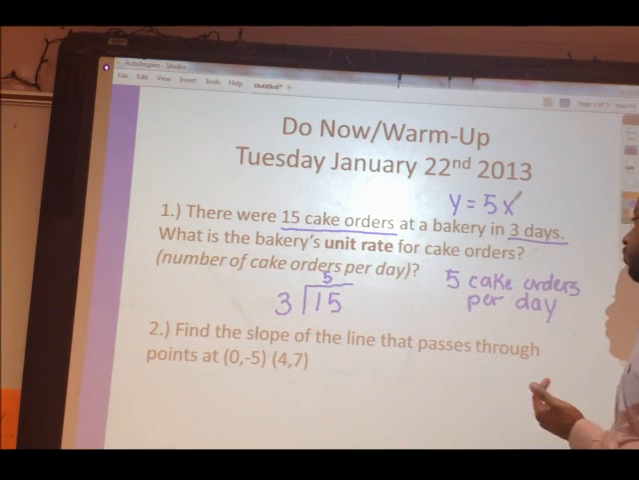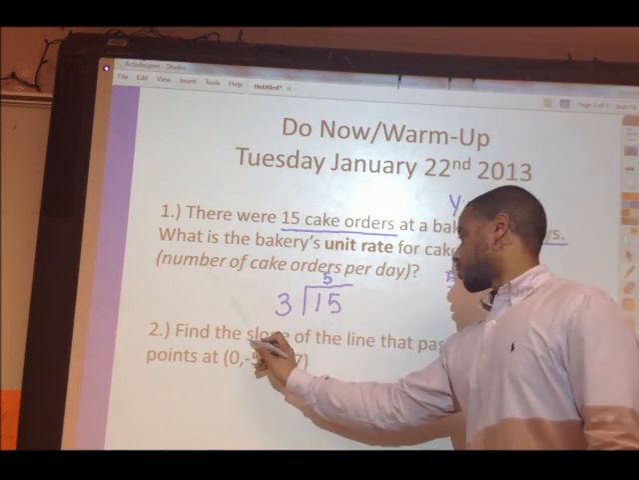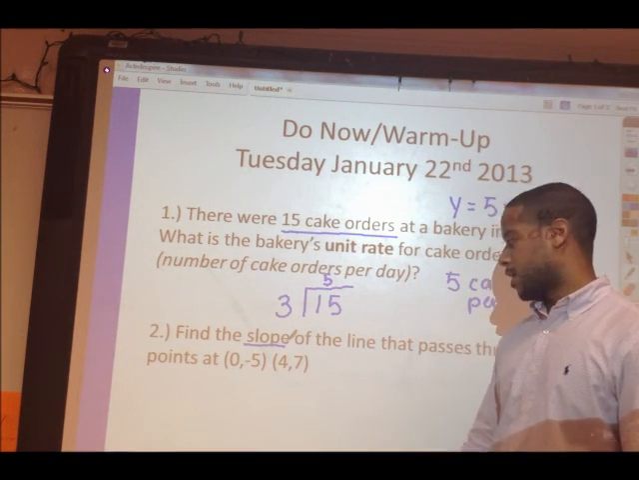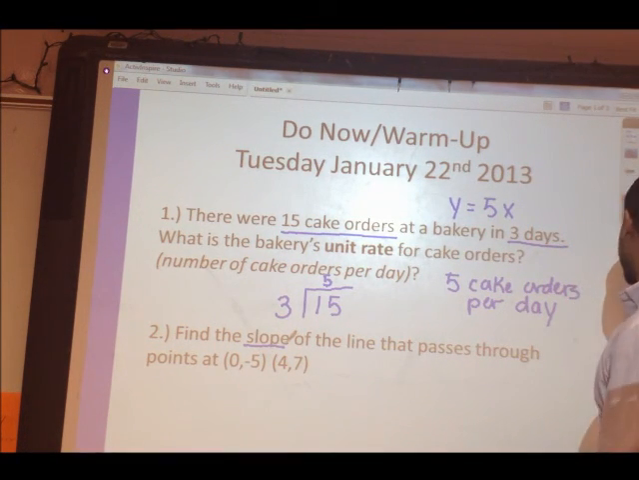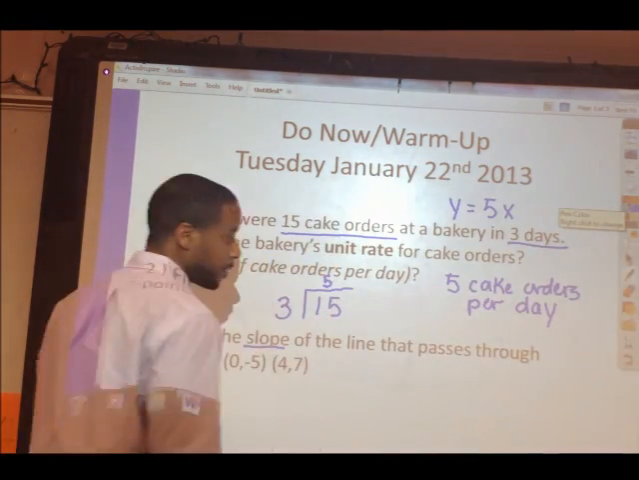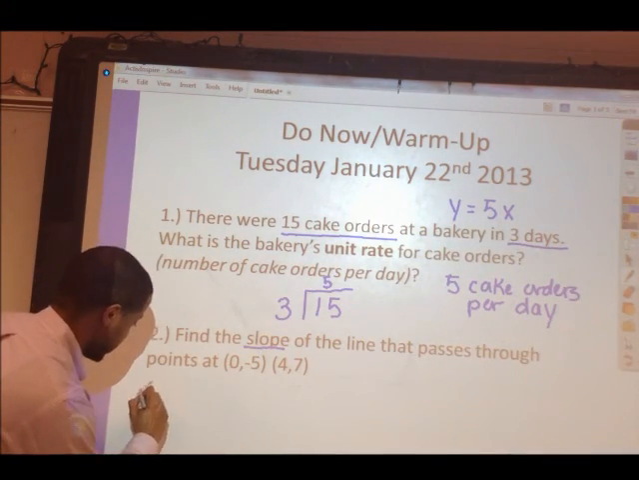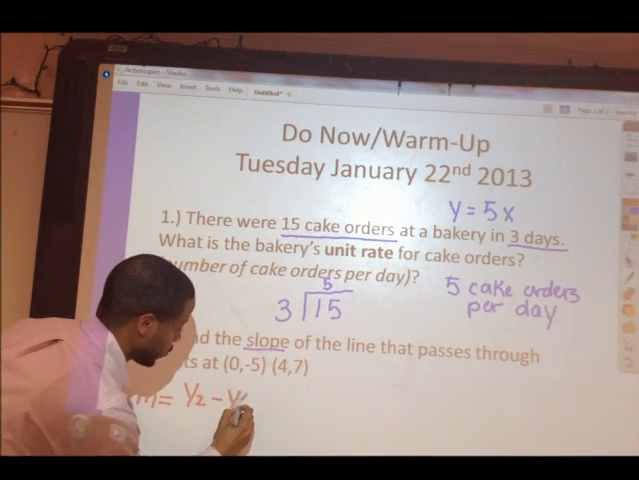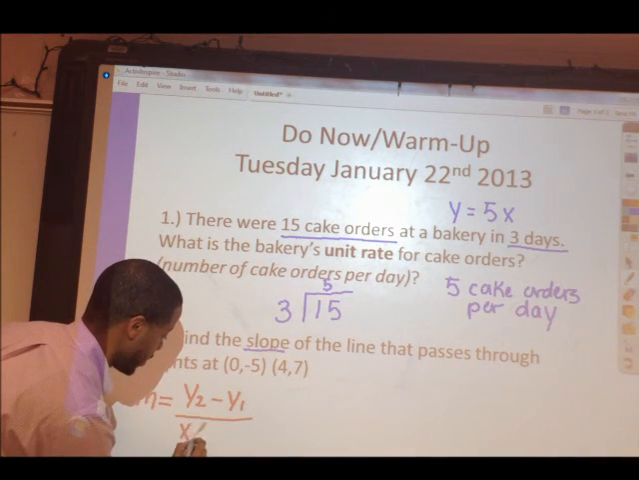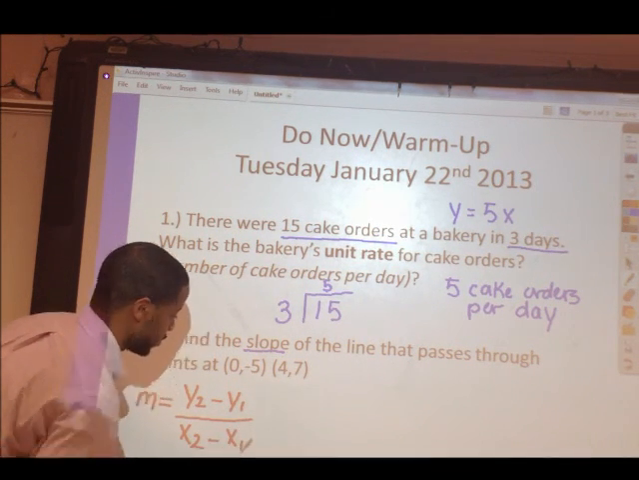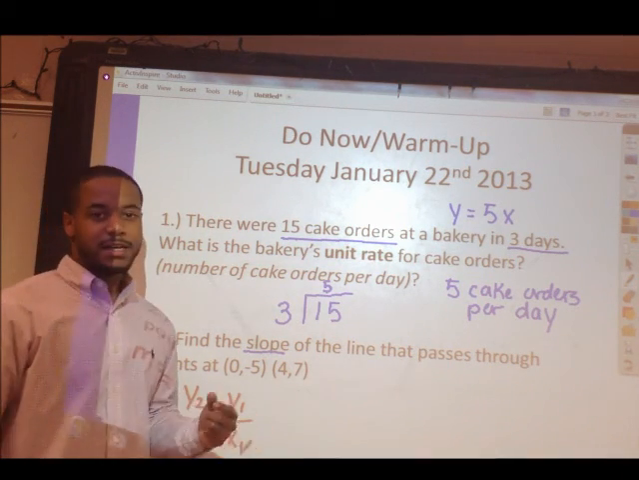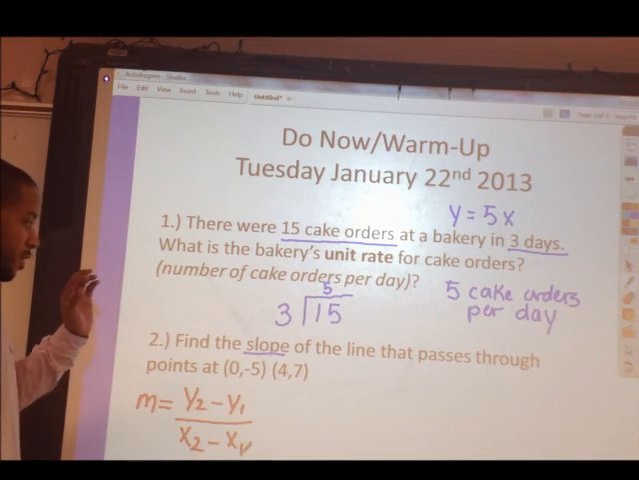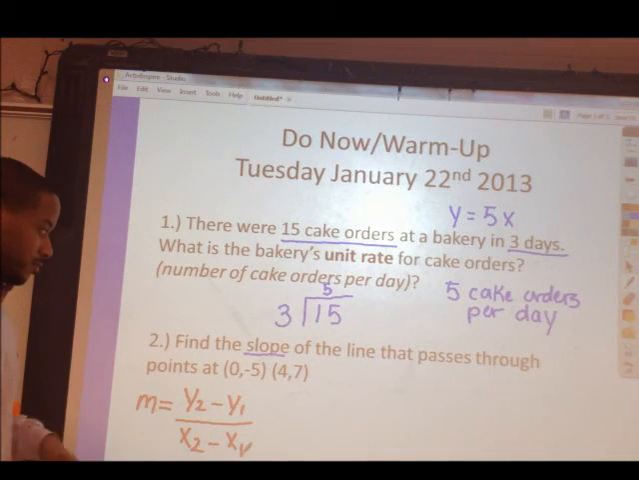Let's look at the next one. Find the slope of the line that passes through the points (0, -5) and (4, 7). We're going to use the slope formula. Remember, the slope formula is m, which stands for slope, equals y2 minus y1 over x2 minus x1. This is a lot easier if we identify our x1s, y1s, x2s, and y2s ahead of time. So let's do that.